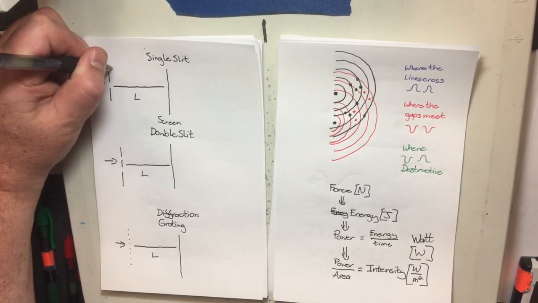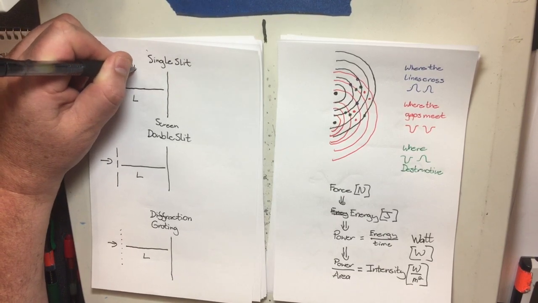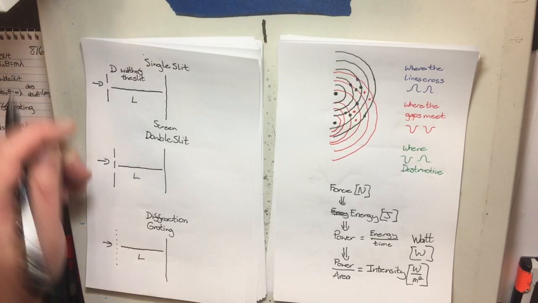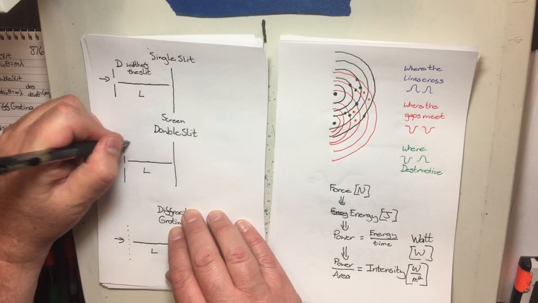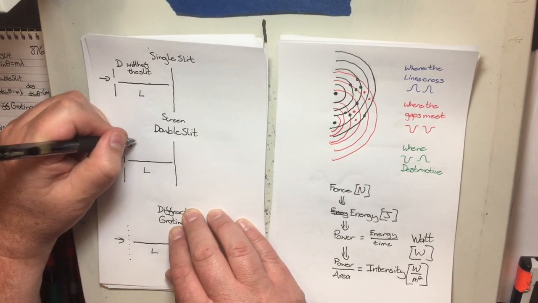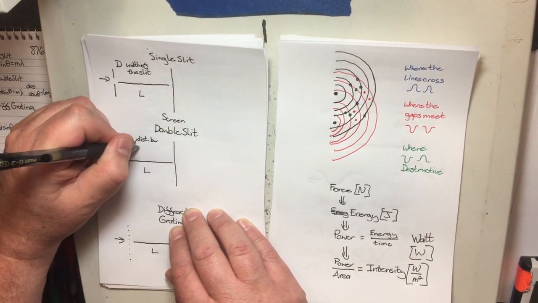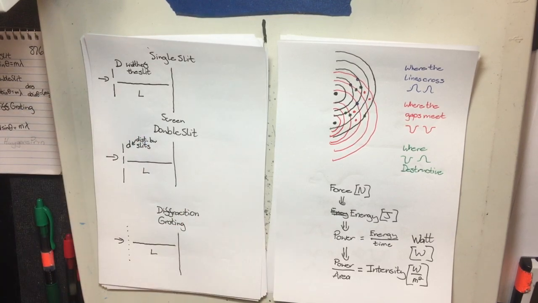In a single slit, we use capital D, and it's the width of the slit. In a double slit, we use d, and d is the distance between slits. In a double slit, you don't care how wide the slits are. You're more interested in the distance between the two slits.